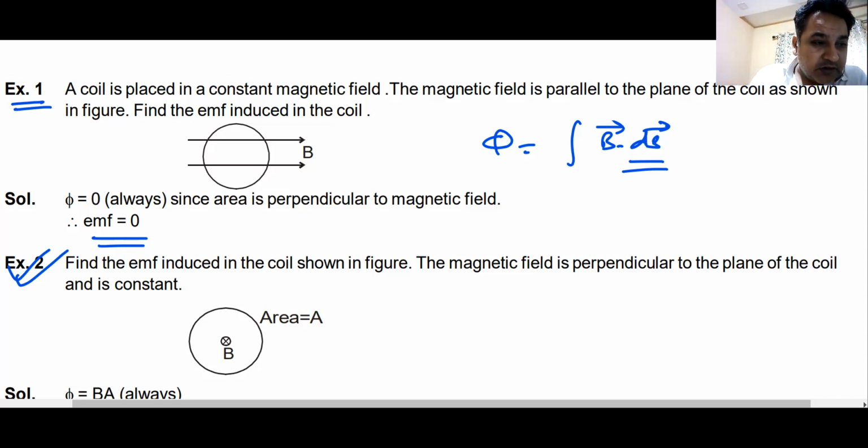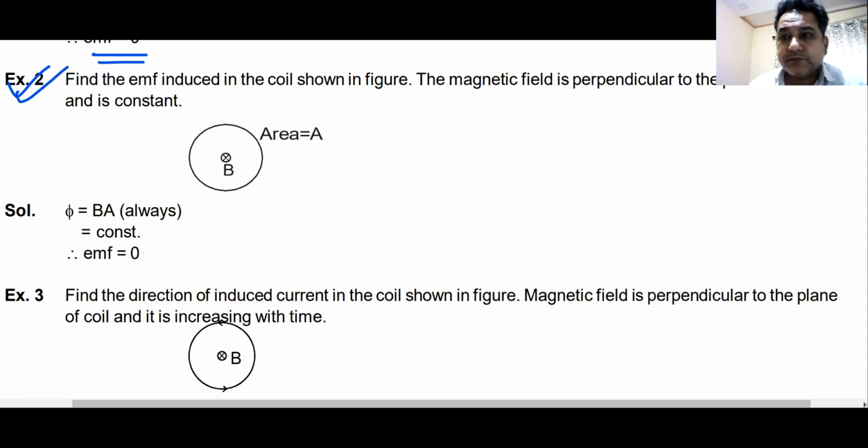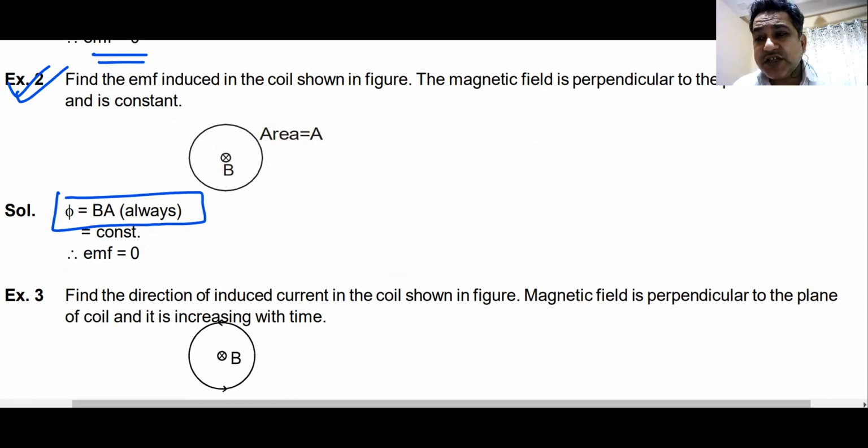What about the answer in the second case? The answer in the second case is also 0. Even though there is a flux linked with the coil, the flux does not change. If the flux does not change, EMF does not get induced. Am I clear?